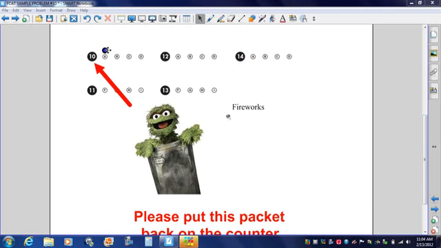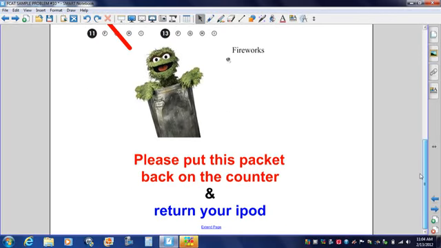All right, peeps, let's wrap it up. Bubble in the correct answer for 10, which is the letter A as in awesome, because you are awesome. Guys, I'm going to ask that you put your packet back on the counter and return your iPod so I can get it charged for the next class. Awesome job, guys.